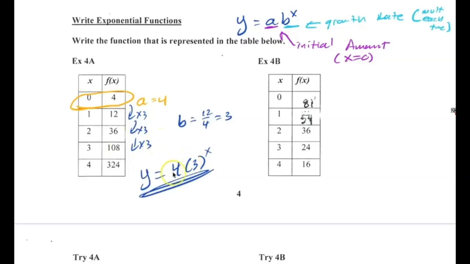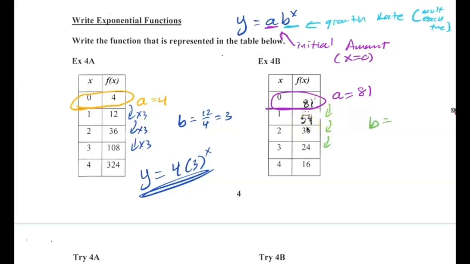Find out where you're starting. That's your a. And then what are you multiplying by each time? That's your b. This is an easy one. This is a growth. This was a little tougher. My initial is still good. My a is 81. Easy. But what are we multiplying by each time? Now, in this case, it's actually smaller. We're dividing, but our formula is always in multiplication form. So you have to figure out what the multiplication is. What do you multiply 81 by to get 54?